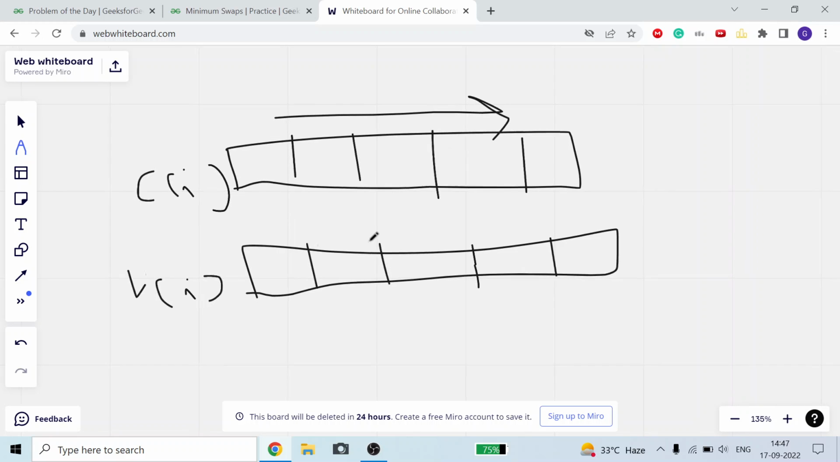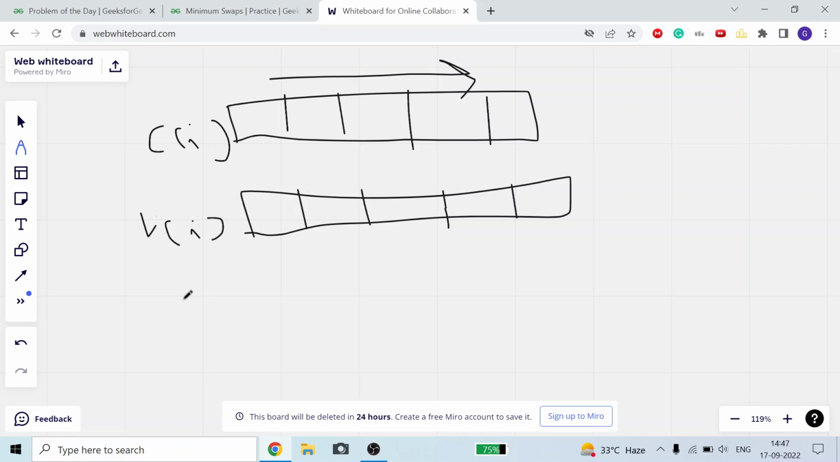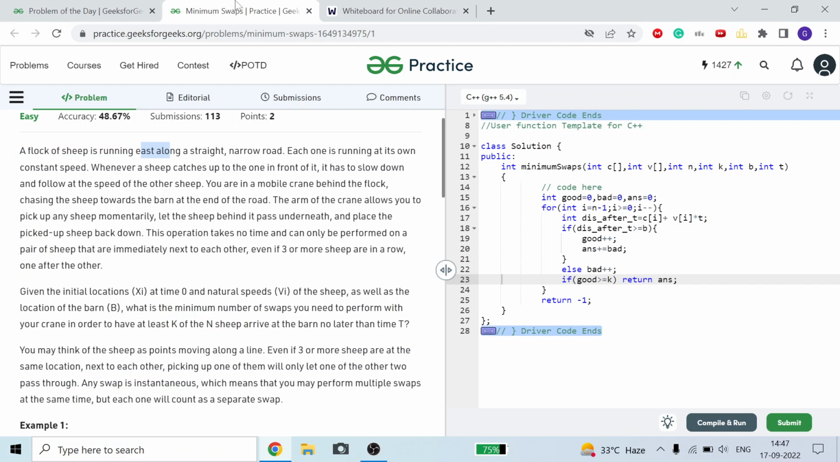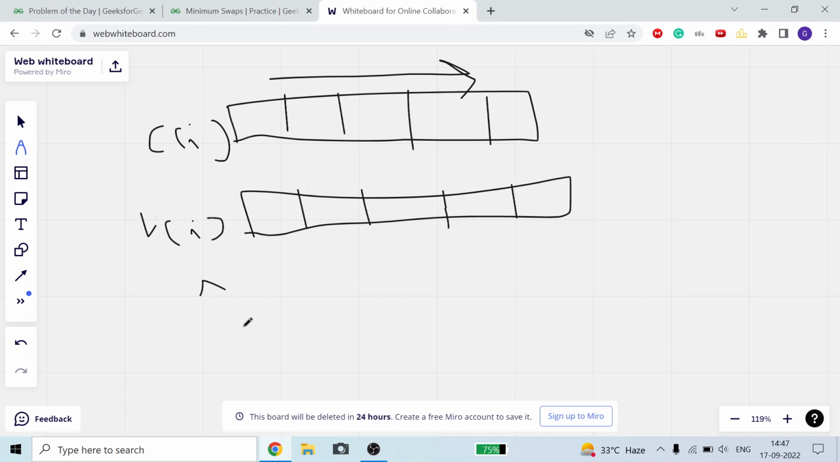Now we are given an integer t, which means time, and a b. Now what is b? B is the final position where we want all our ships. We have to find out if a ship is starting at current position x with velocity v, then can it reach b within time t.